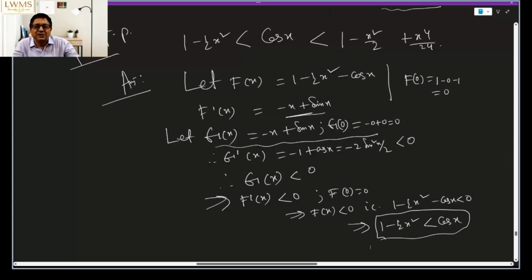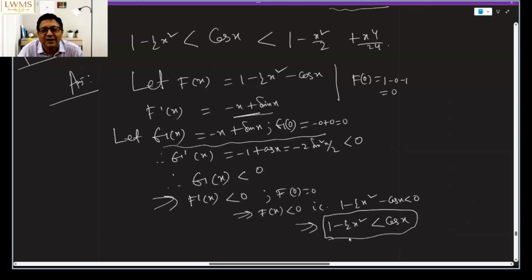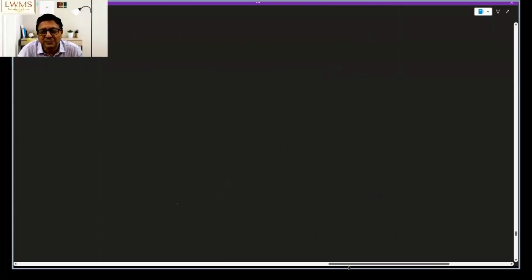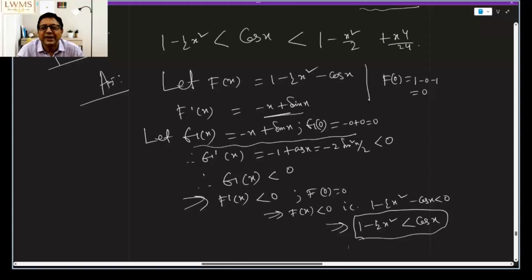Try the next part. Cos x less than that part. Again start in the same manner.